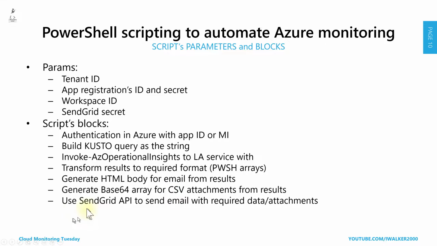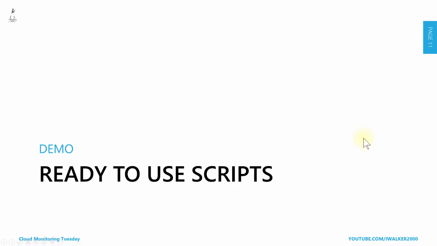To send to the client, you will need to use again, or maybe another solution, but by default the SendGrid API to send these emails with data like a body and with attachments like CSV files. So this will be the main idea of our script.